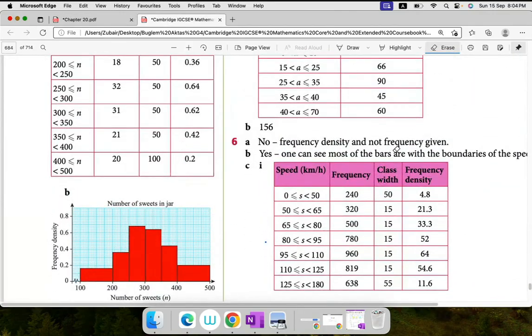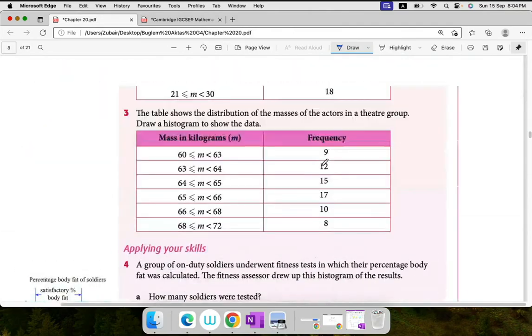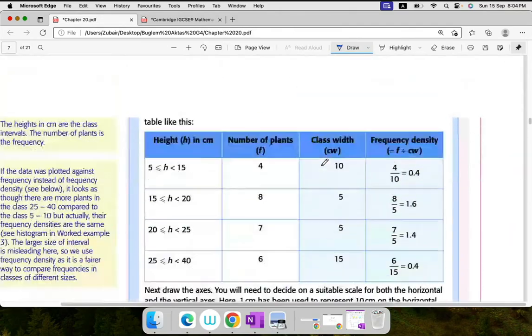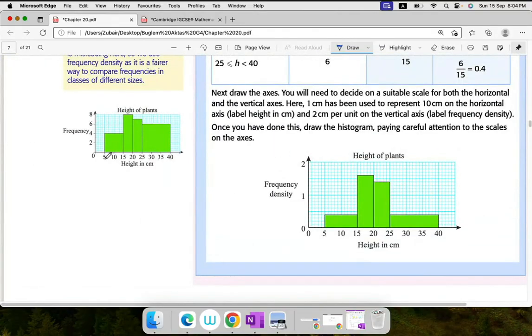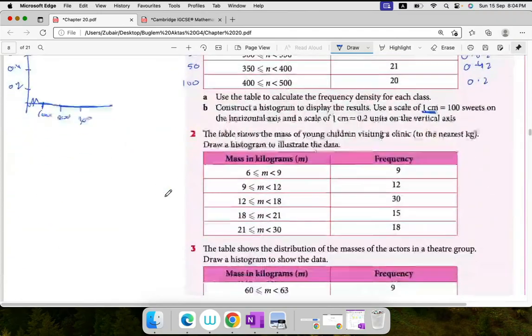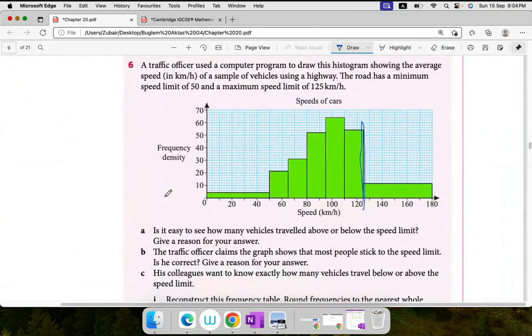No, frequency density is not okay. Got the point. So why are we saying no? Because it is not straight away readable. We have to calculate it. So anything we have to calculate is not going to be easy? Yes. As compared to the one on the left, 5 to 10 is straight away giving me that there were 4, and 15 to 20 is straight away giving me that there were 8. So in this case, we choose no because we will have to calculate it.